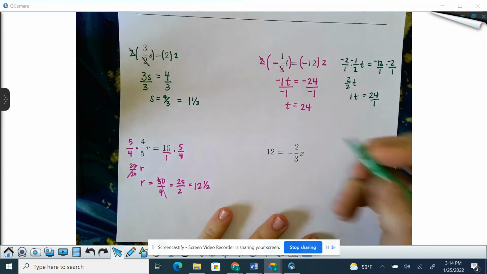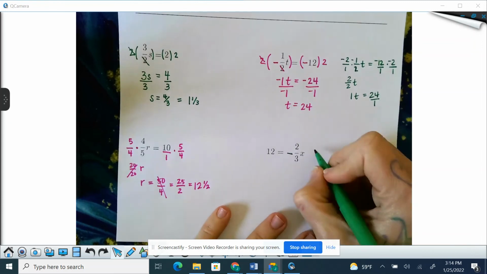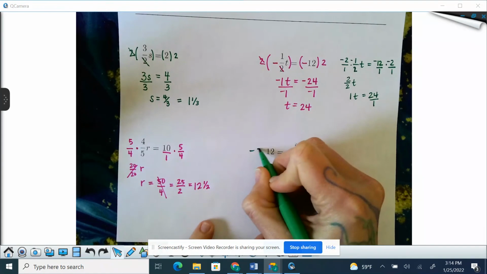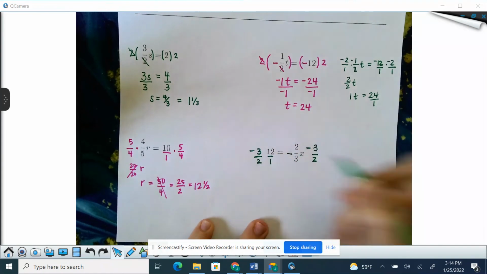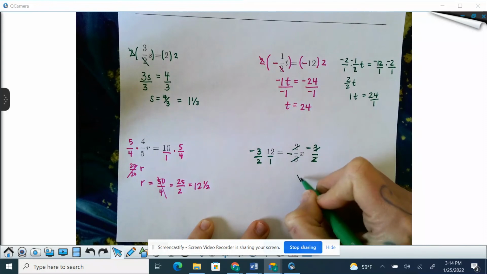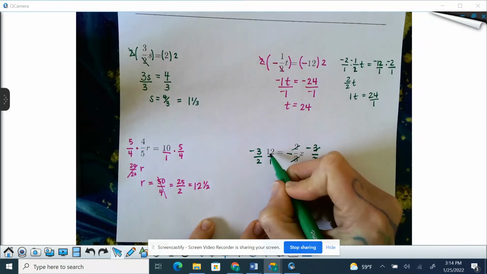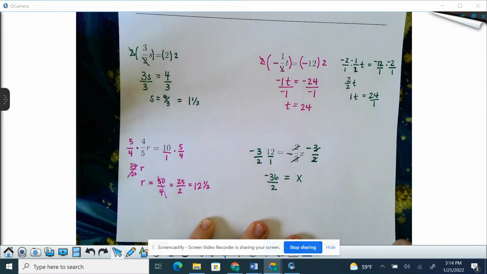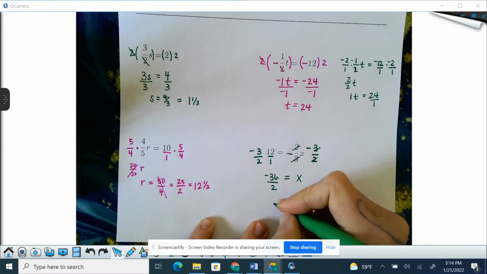One more, so I have a negative 2/3. So I'm going to multiply by the reciprocal. So then these go away. x equals negative 3 times 12. It's going to be a negative 36 over 2. And 36 divided by 2 is going to give you a negative 18.